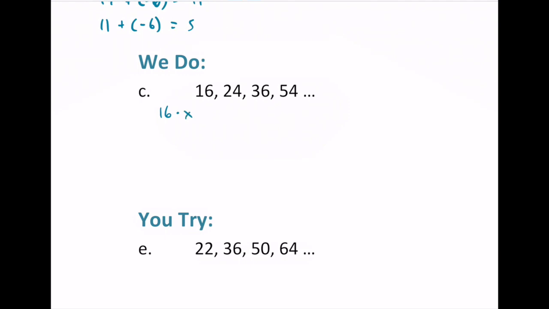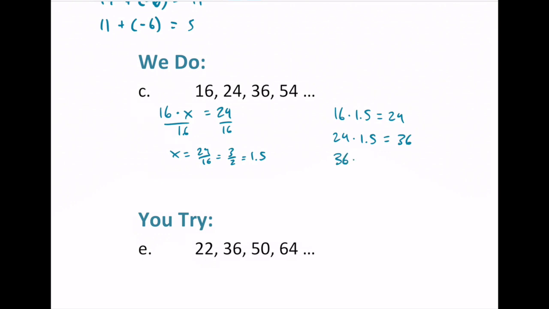16 times some number, I don't know yet, is 24. Trying to find out that number, I get that this is 24/16, which is 3/2, which is 1.5. Okay, we can verify this with our calculator. 16 times 1.5, that's 24. 24 times 1.5, that gets us 36. 36 times 1.5, that's 54.